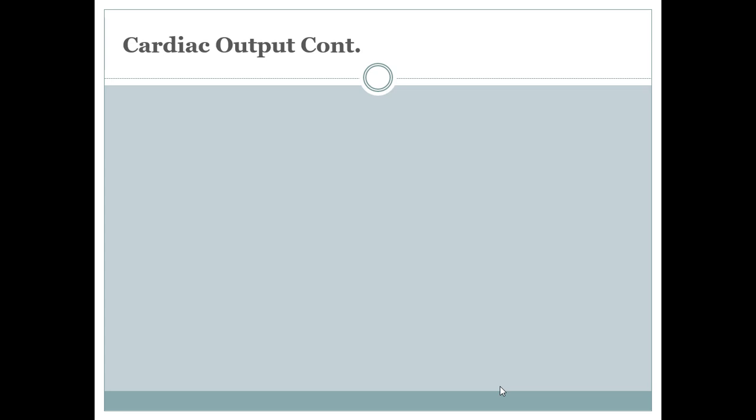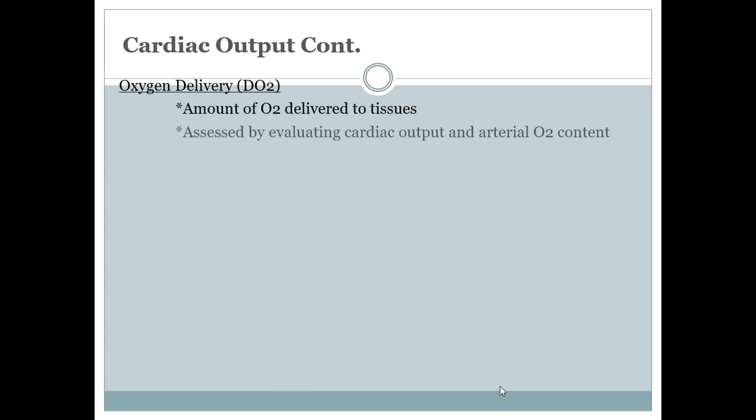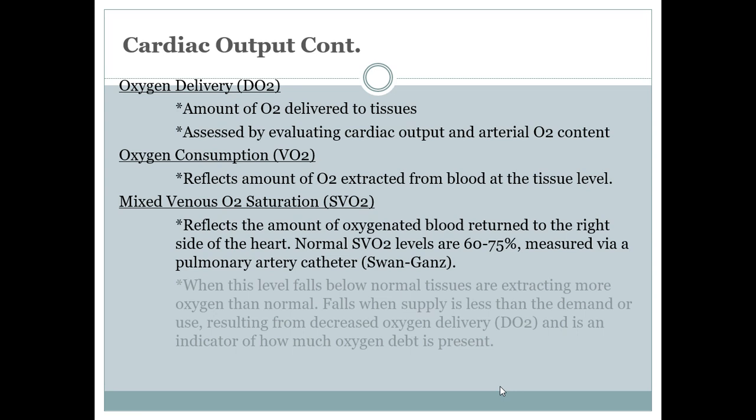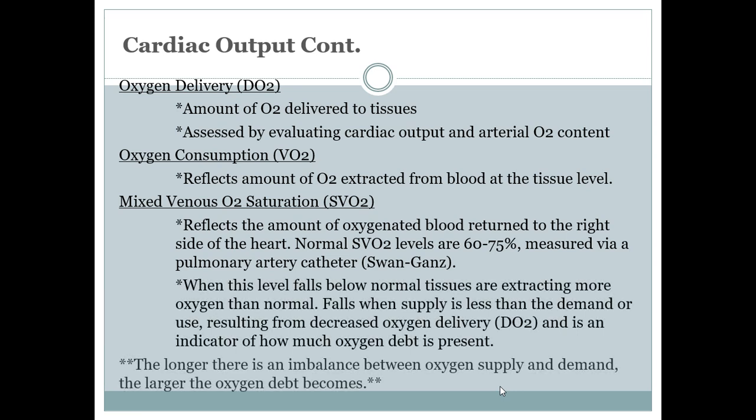So let's continue talking a little bit about cardiac output. Let me bring up the slide here for you. Okay, so oxygen delivery, or DO2, is the amount of oxygen delivered to tissues. It's assessed through the evaluation of cardiac output and arterial oxygen content. Oxygen consumption, or VO2, is the amount of oxygen extracted from blood at the tissue level.